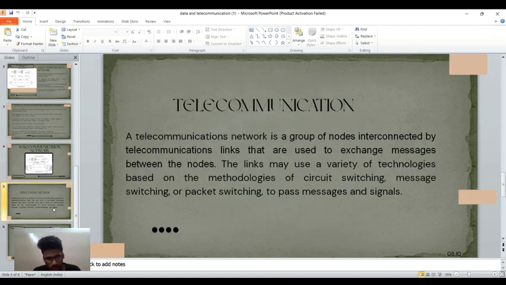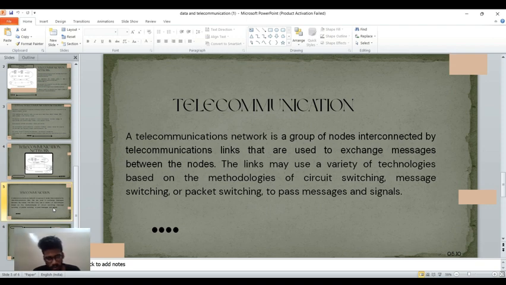here we have the telecommunication network. As we already know, it's a group of nodes that are interconnected by telecommunication links. There can be a number of nodes interconnected by the telecommunication links. All the nodes will be connected with the help of links, which are basically used to exchange messages between the nodes, to transmit messages from one user to another, or to provide messages to the user in between the nodes.